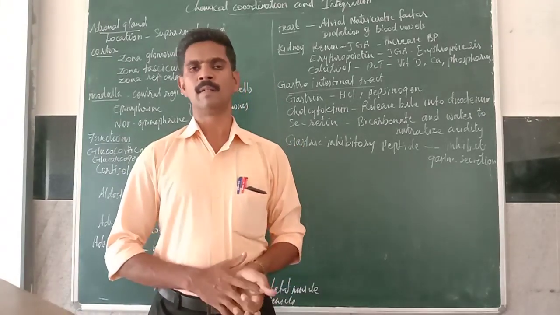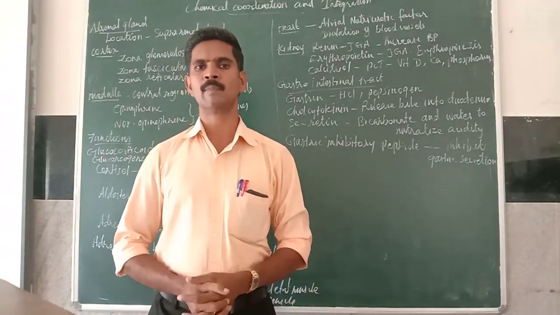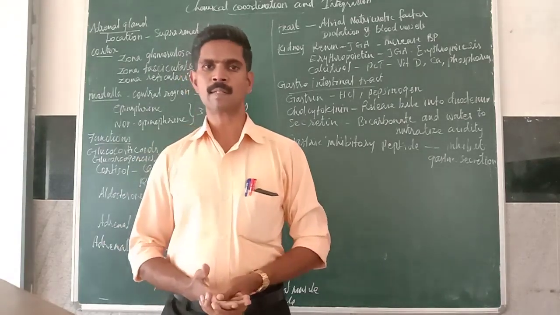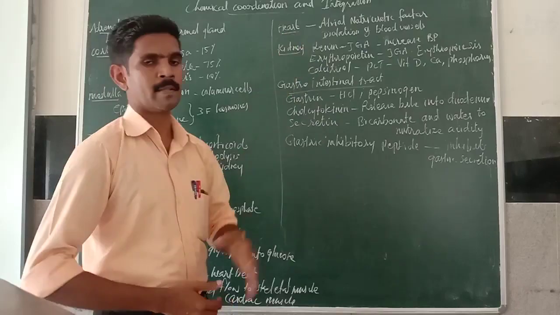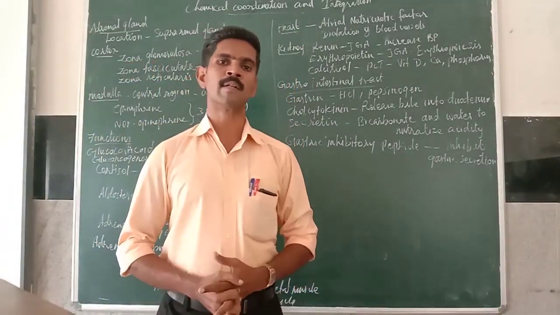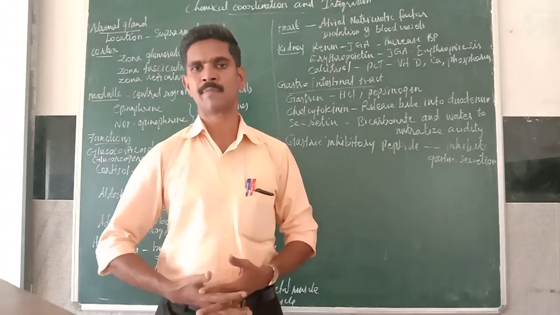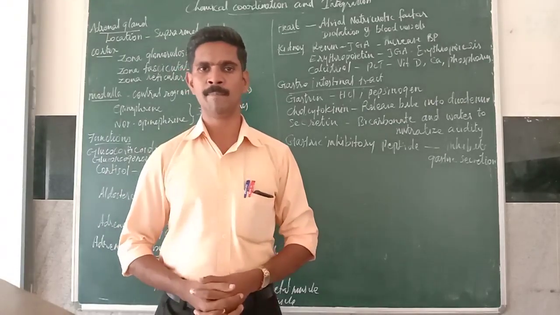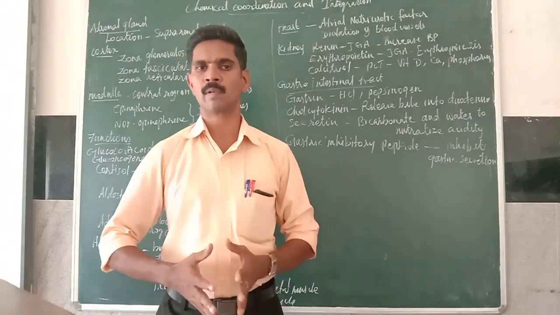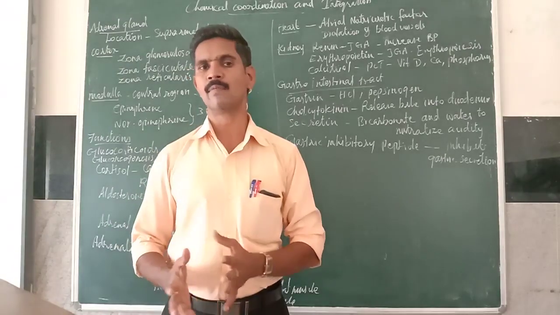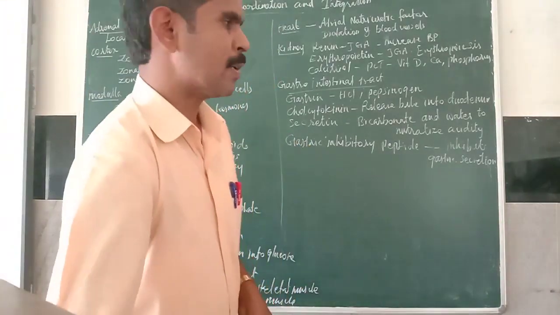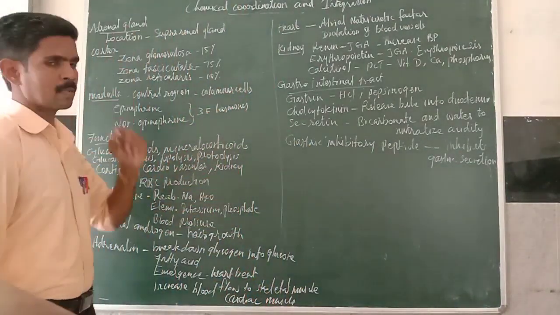Dear students, in this class, we are going to study some endocrine glands. So, our lesson's name is Chemical Coordination and Integration. Already, we have studied many different types of endocrine glands located in our body. So, in this class also, we are going to study some endocrine glands located in different regions of our body. Okay, dear friends, the first endocrine gland is called the adrenal gland.